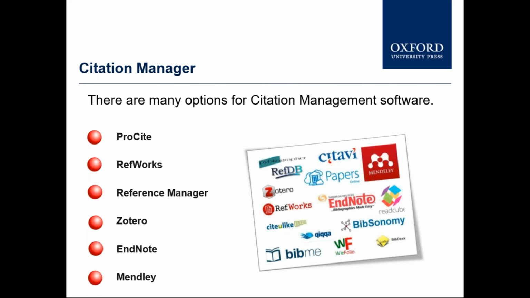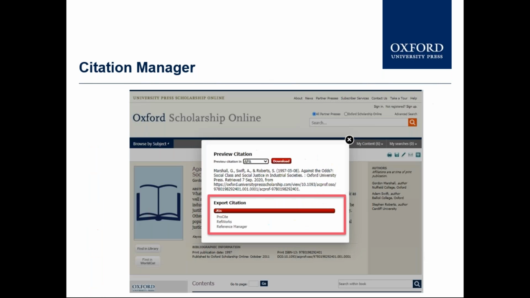Now, there are many citation management softwares. You have BibTeX, you have Mendeley, you have EndNote, you have Zotero, you have Reference Manager, RefWorks, ProCite, you have Cite you like. There are so many different kinds. Citavi. We in Oxford only support these three: ProCite, RefWorks, and Reference Manager. If your university does not have any of these, they have a Zotero, what will you do? You will not cite Oxford material, even if it is good, just because we don't have Zotero.